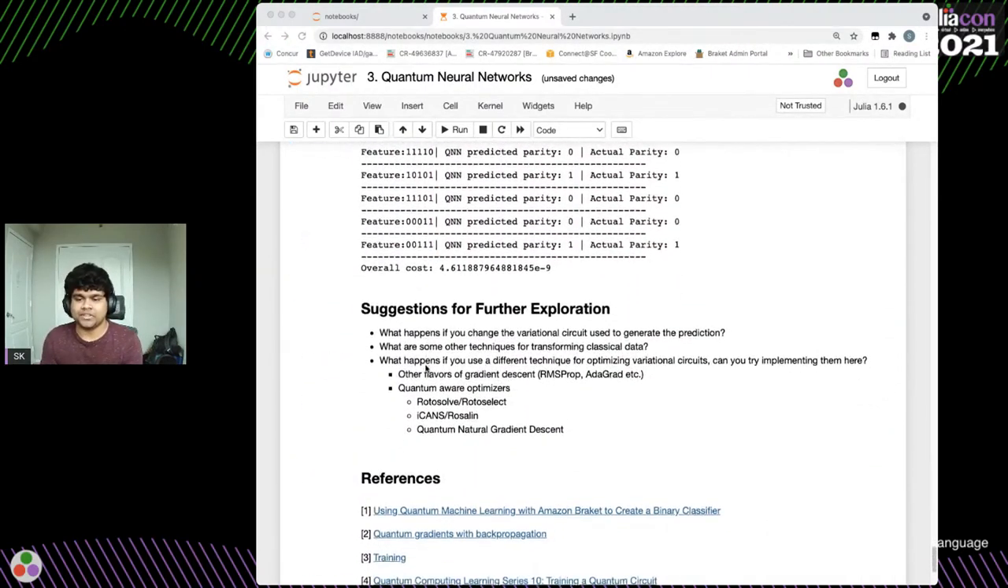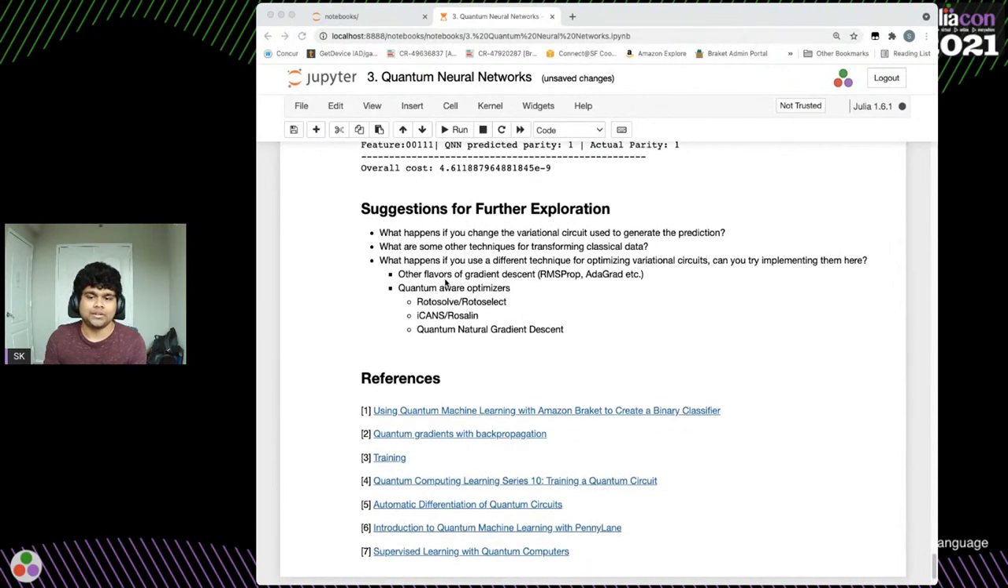We could go over some suggestions for further exploration. Over the course of today or sometime before the hackathon, one thing you can play around with in this notebook is what happens when you change the variational circuit used to generate the prediction. How do you come up with the optimal circuit to generate the prediction? This is very similar to classical deep learning, where you have this heuristic where you change the architecture of the neural network, experiment with it, and see what results it gives you.